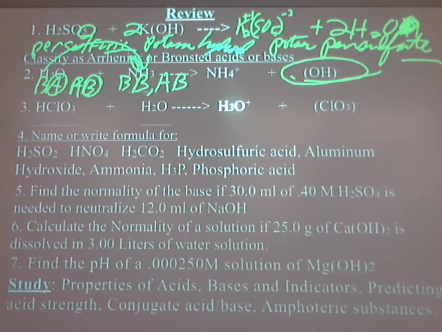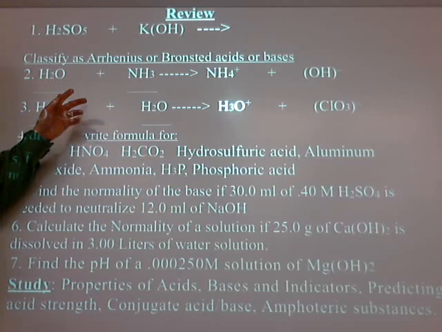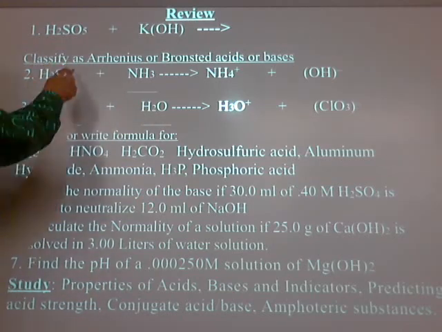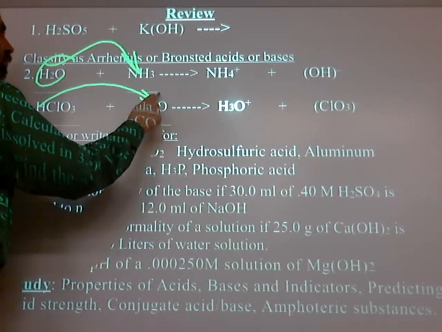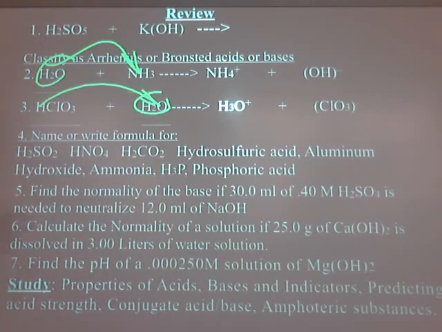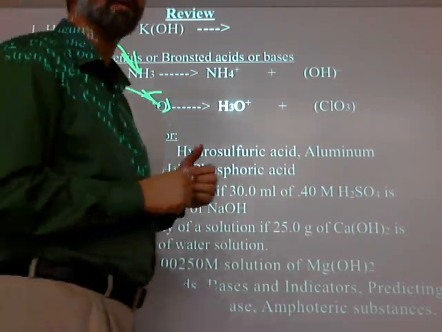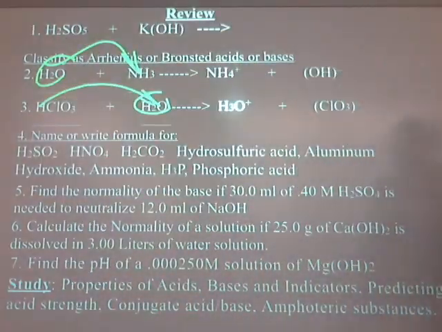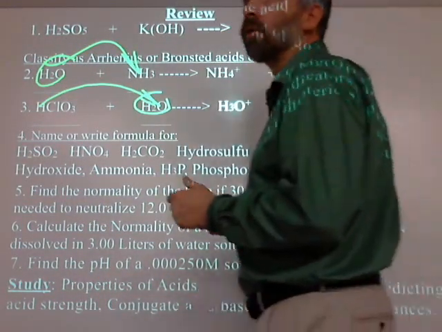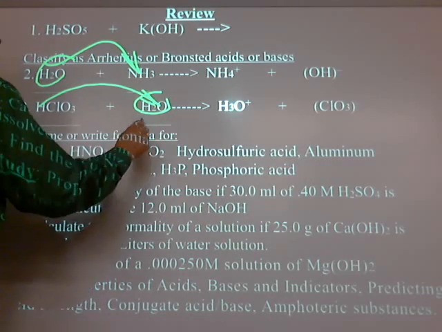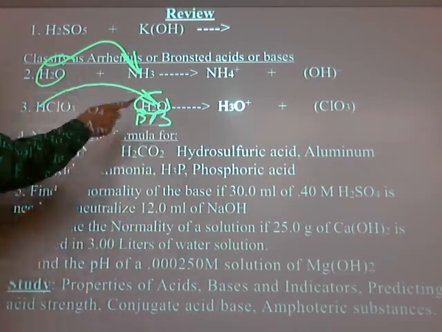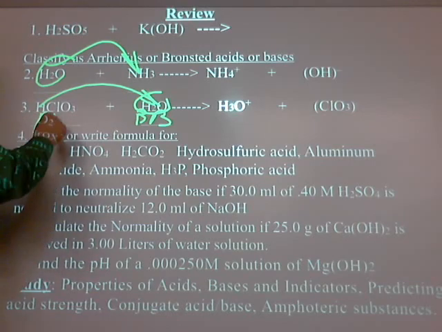However, I'm going to erase all this. It's going to be messy up here. You will notice something about water. In this problem, he was donating an H. In this problem, he's accepting an H, right? Which makes him what kind of compound? What's that word? Amphoteric. He can do both, but he can't do both at the same time. He can accept, making him a Bronsted base here. Here he's donating, making him a Bronsted acid.